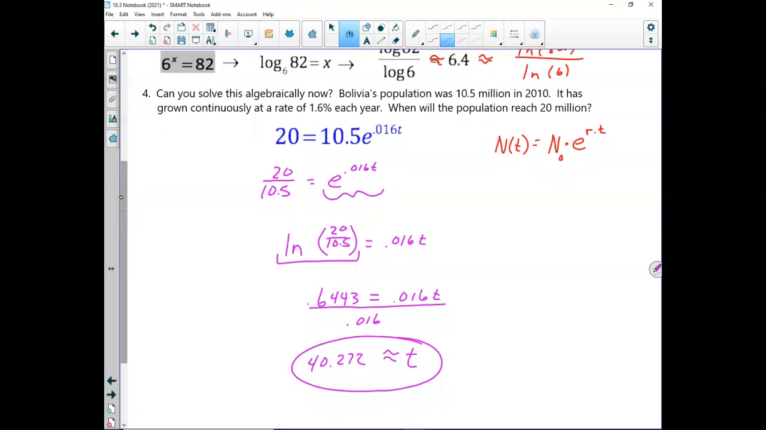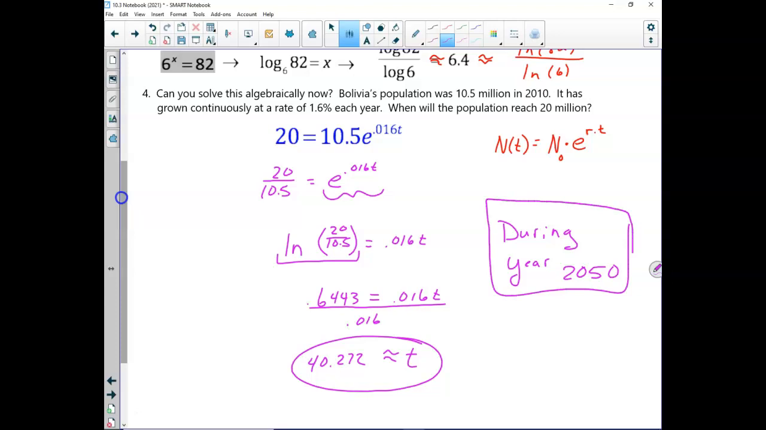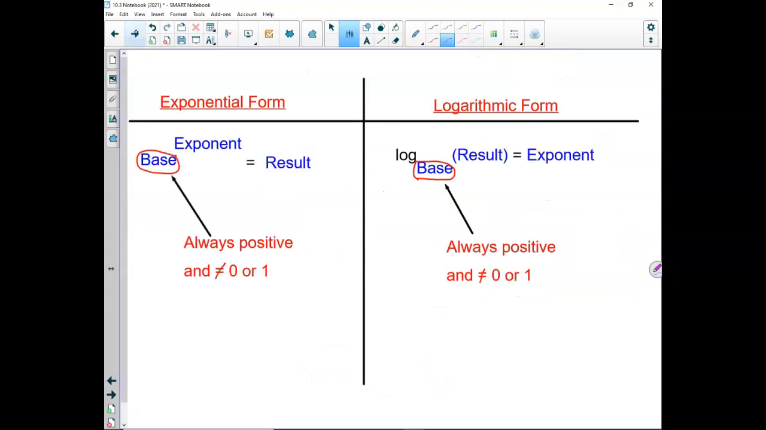So if I add 40 to that, it's going to be during the year 2050 when the population is going to reach 20 million, okay? So that's where we're at. So the next thing we're going to be cruising along here is exponential form. I have to hit pause here a second. I will be right back.